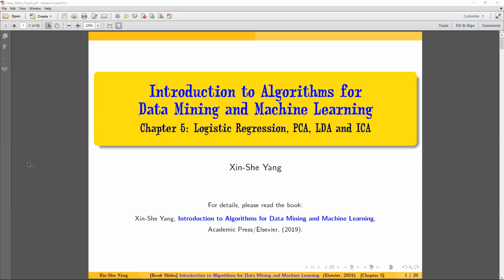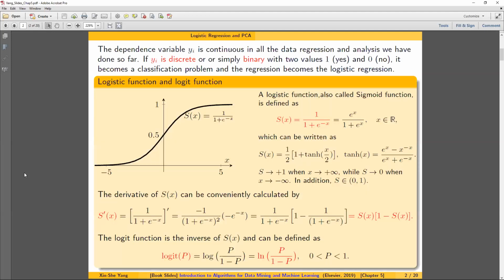If you ever get a chance and have exposure to it, if not, we're going to discuss that. And LDA and ICA, when it comes along, I'll explain what exactly PCA, LDA, and ICA stand for. But before that, let's start with logistic regression. So what is logistic regression?